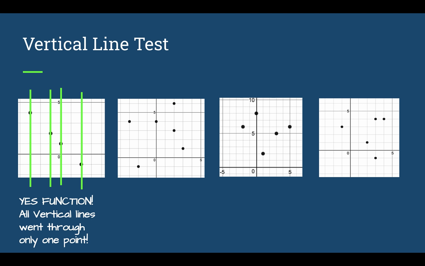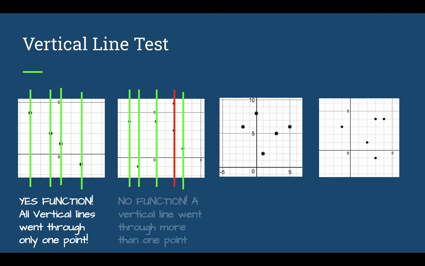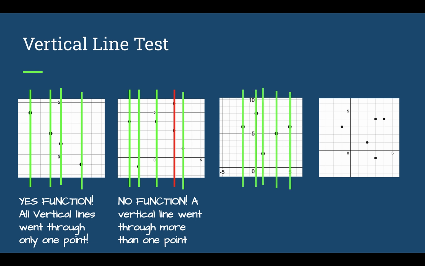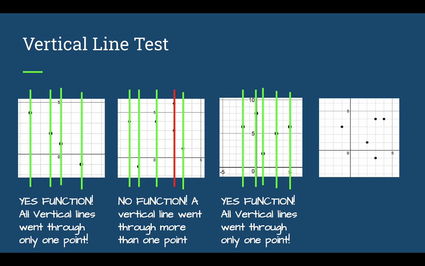If I check the second one, 4 of the lines only went through one point. So the 4 that are there are good. However, this line goes through 2 different coordinates, 2 points. It is not a function. Okay, a vertical line went through more than one point. So if I check the 2 that you just did, the first one, all 5 lines only went through one point. So it was a function.